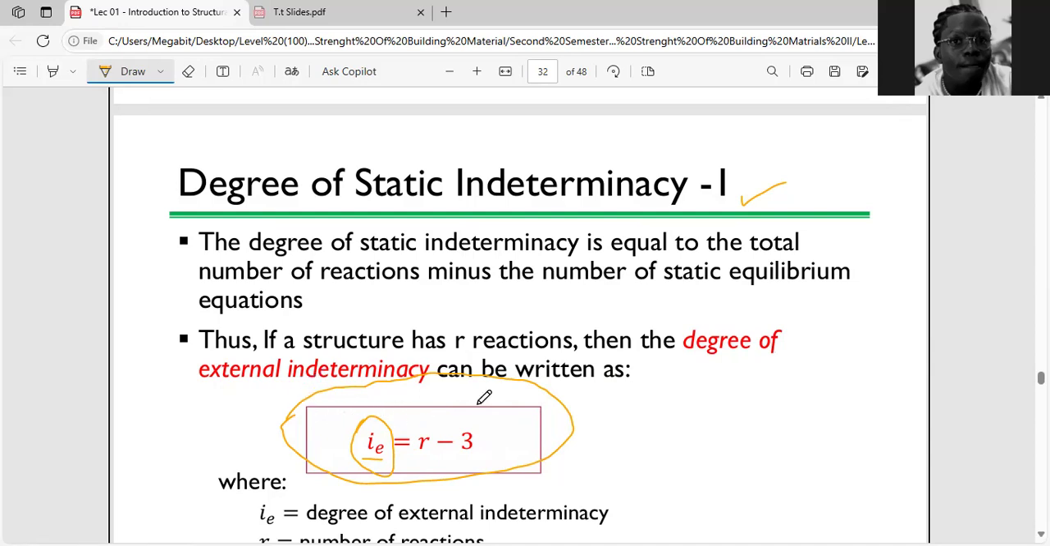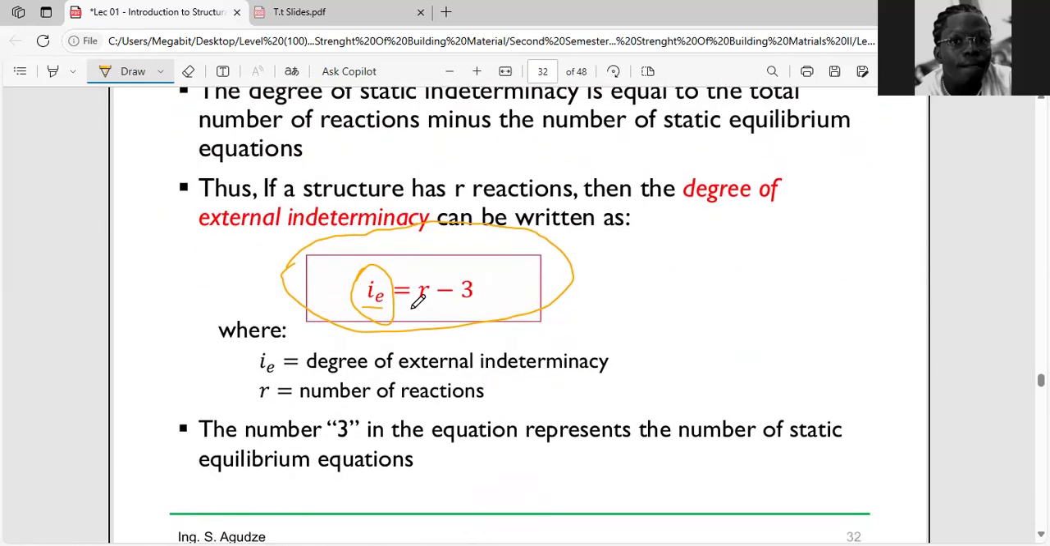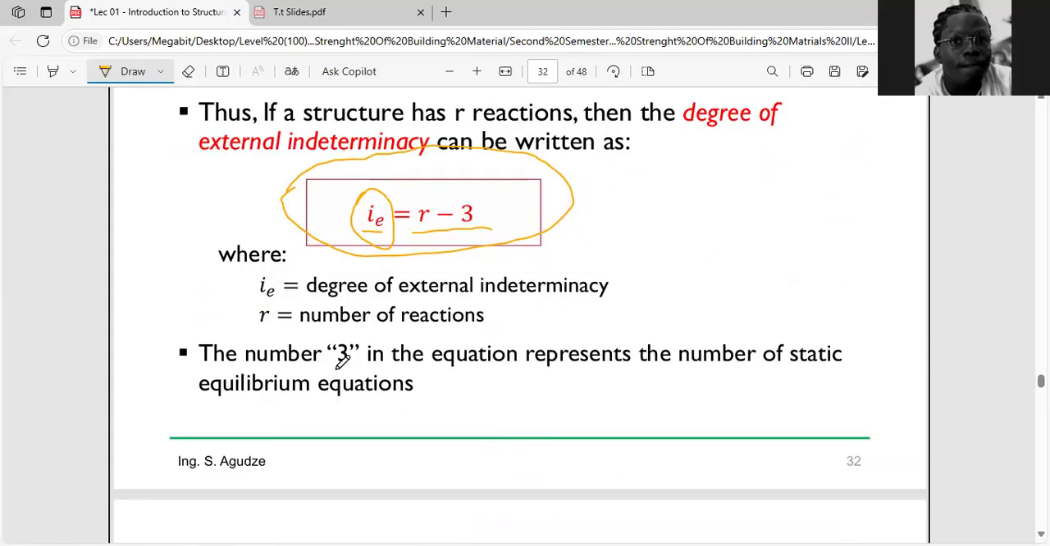In cases where you want to find the indeterminacy of a structure, you realize that in the tables we looked at earlier, in the third row, you were seeing indeterminacy there, and those indeterminacies are what bring about the calculation of the degree of external indeterminacy. It only happens if the number of reactions is greater than 3. So this is the formula you are going to use to calculate your degree of external indeterminacy, where I subscript E is the degree of external indeterminacy, and R is your number of reactions.